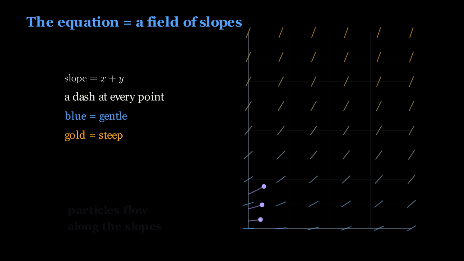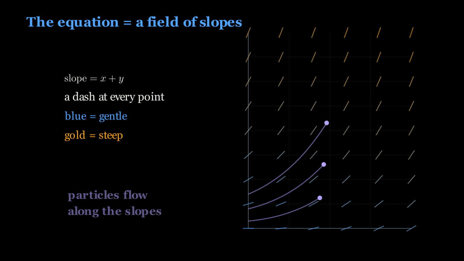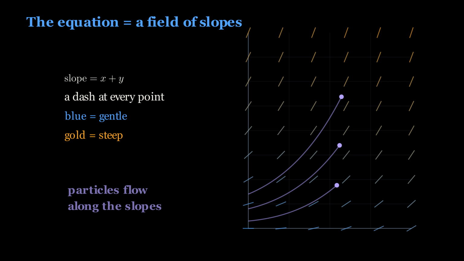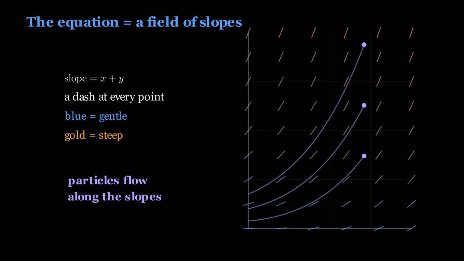Drop particles into that field and let them flow, each one always following the local slope. They sweep out a whole family of solution curves, one for every starting height. Our initial condition, y of 0 is 1, simply selects a single one of them.